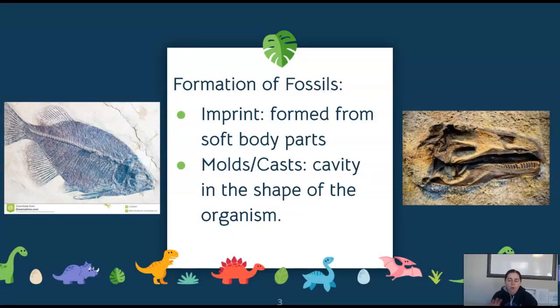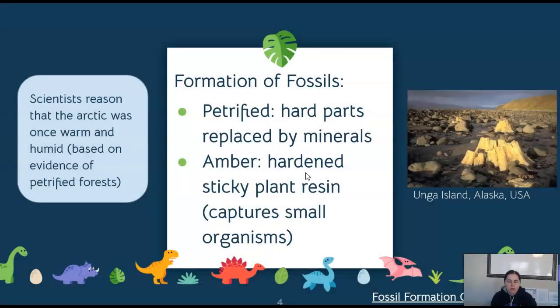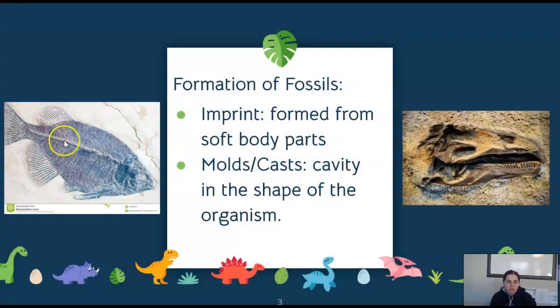All right, so there are 4 different types of fossil formations that we will be studying. The first is imprint, which is formed from soft body parts. They decompose and go away, and they leave an imprint in the rock. The next is molds or casts, and this is again where you have soft parts that had been there and they dissolved away and you have a cast remain of it. So this is an imprint and this one here is a cast. They're very similar, but this one's more flat. This one is more 3-dimensional.